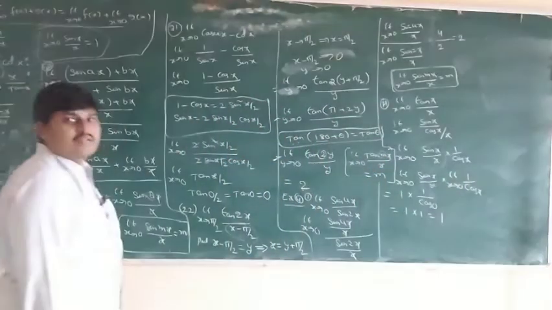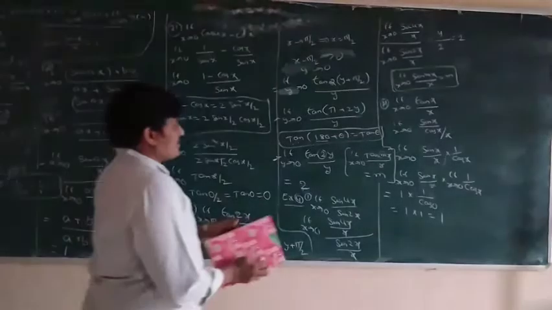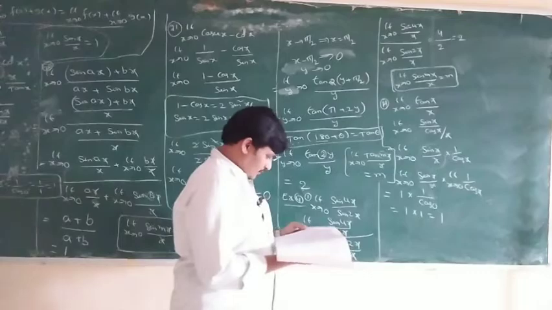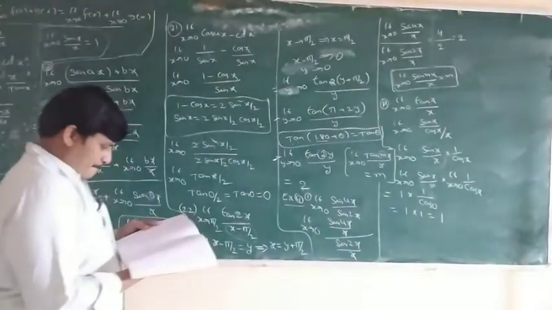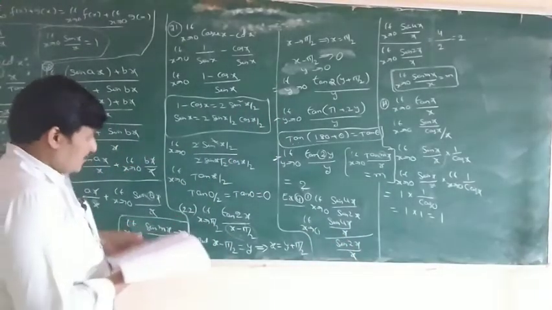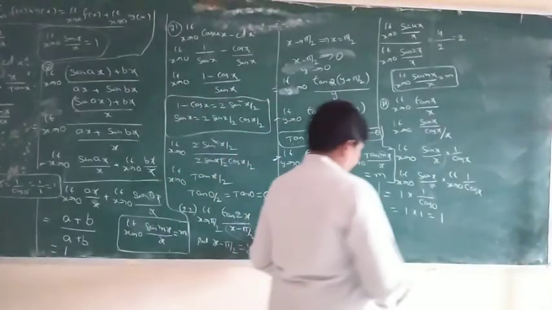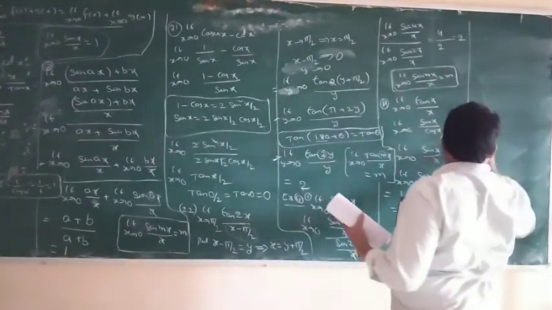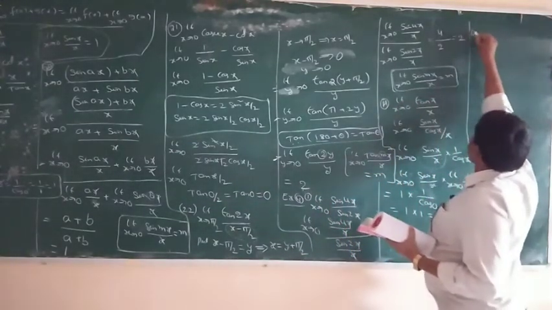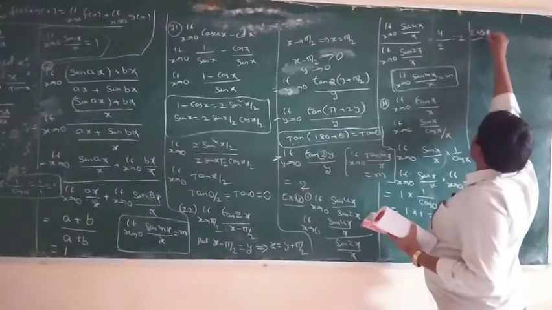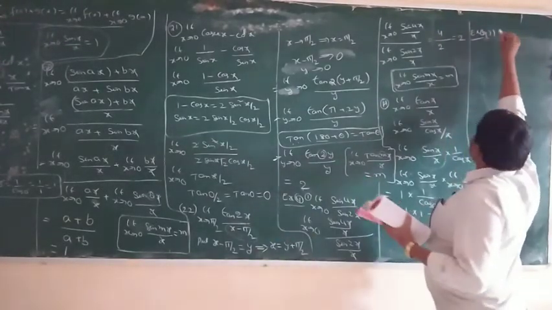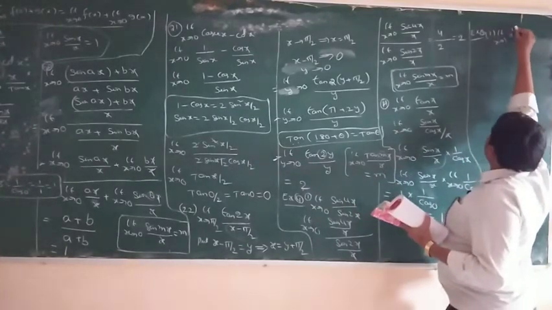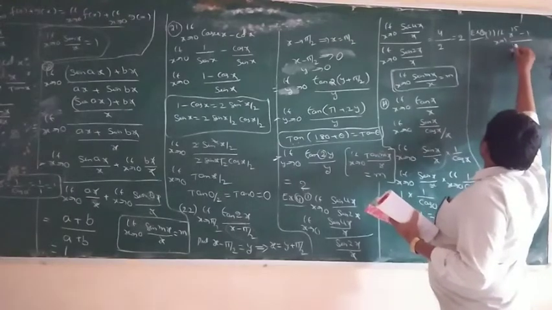Tan x by x is equal to what? 1. This is Example 4. Next one. Example 3, first problem: limit x tends to 1, x power 15 minus 1 by x power 10 minus 1.